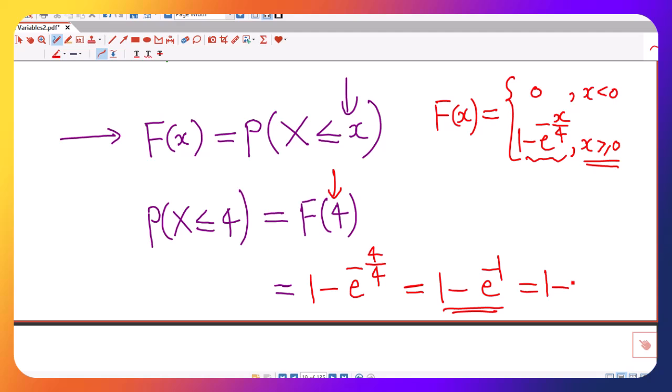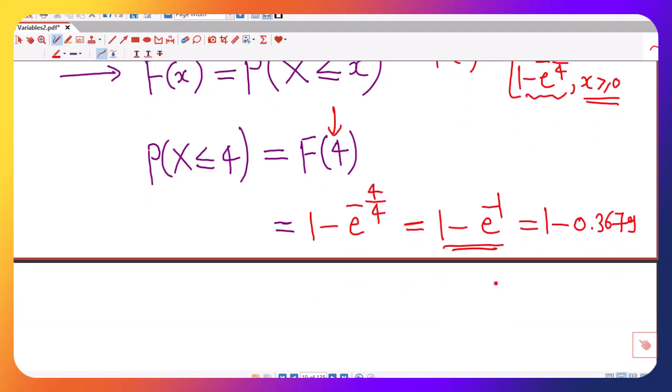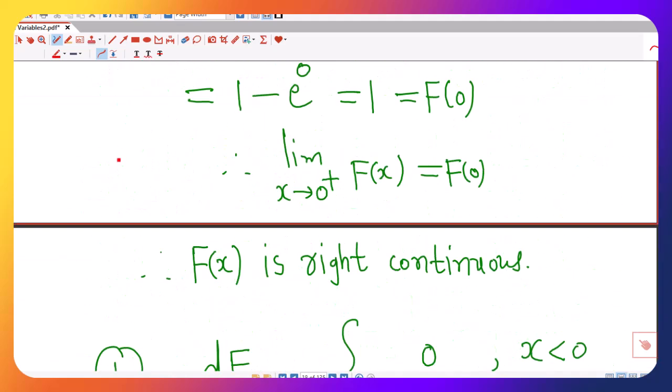You have to use the shift button, and let me use the scientific calculator. So I am using the shift button, then exponential, then minus 1, and here I obtain 0.3679, and that I have to subtract from 1. 1 minus 0.3679 turns out to be 0.6321. So this is the first probability which we had to calculate.